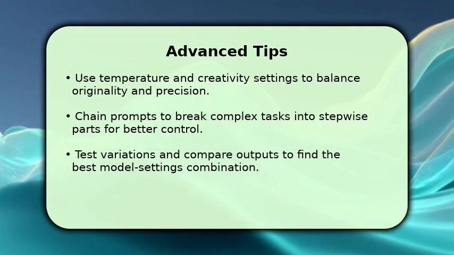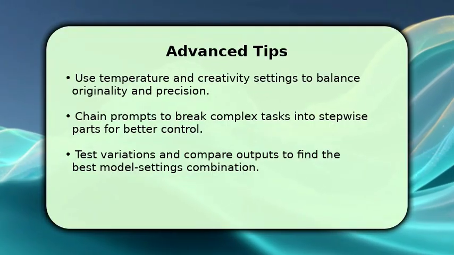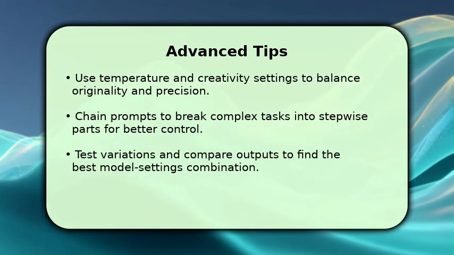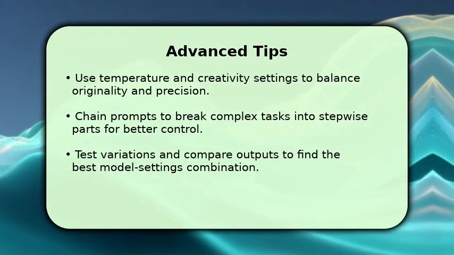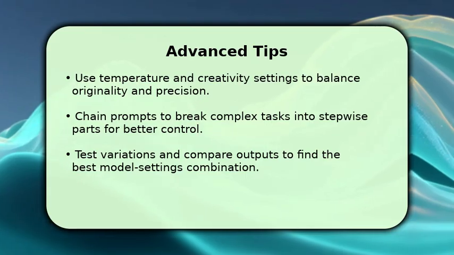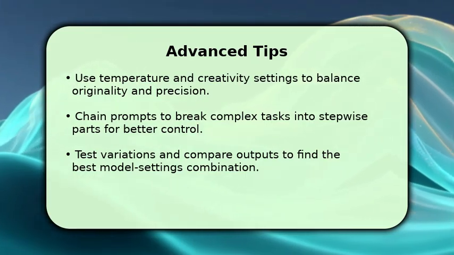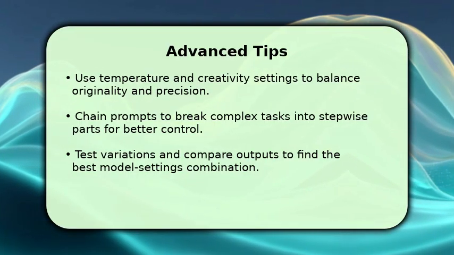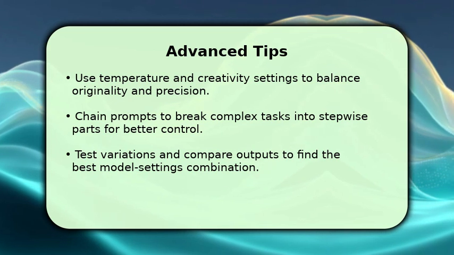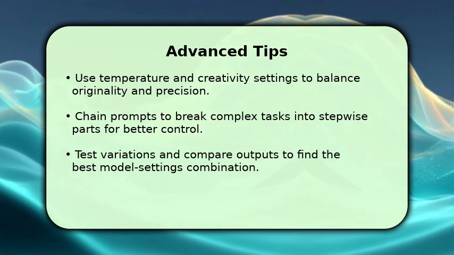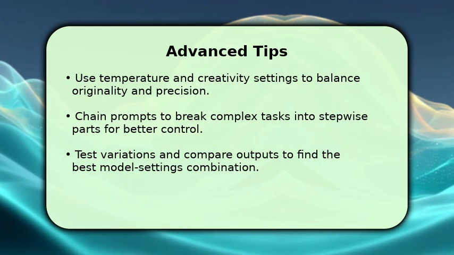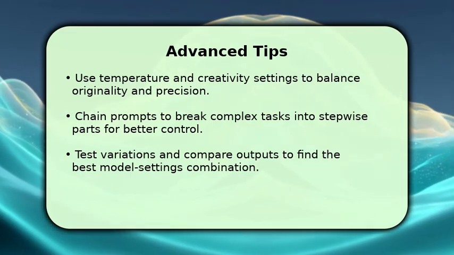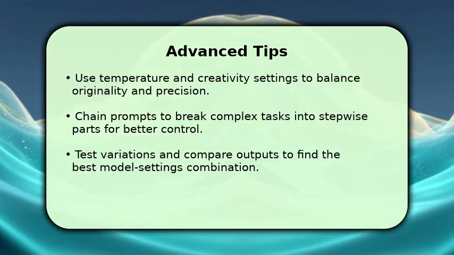Adjust temperature and creativity to control how adventurous responses become, lowering values for factual tasks and raising them for brainstorming. Break complex jobs into smaller steps and use chain prompts to guide the model through the workflow. Save successful prompt chains and compare outputs from different models or settings to learn what works best. Keep iterations short and focused for faster improvement and clearer results.